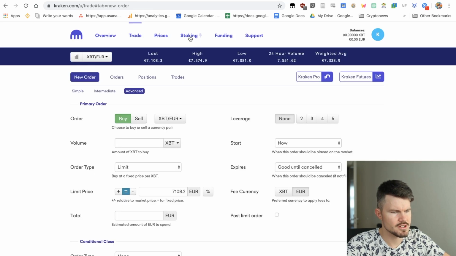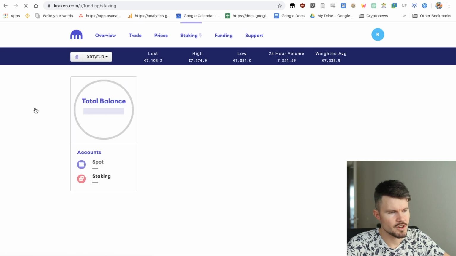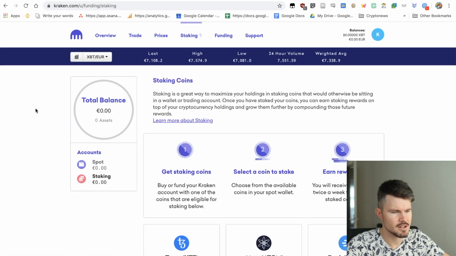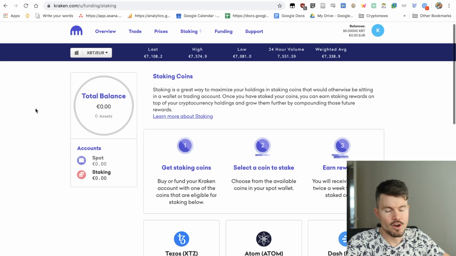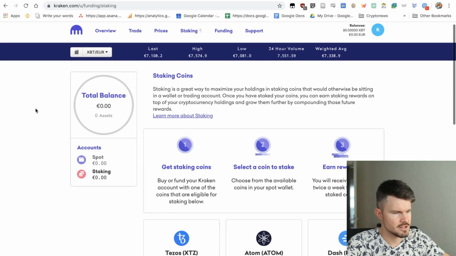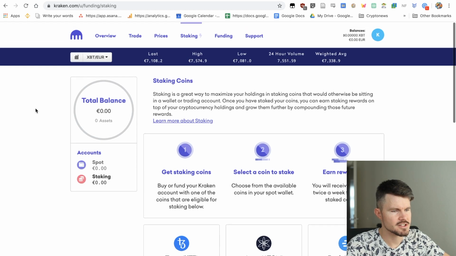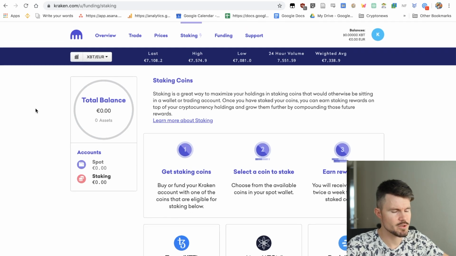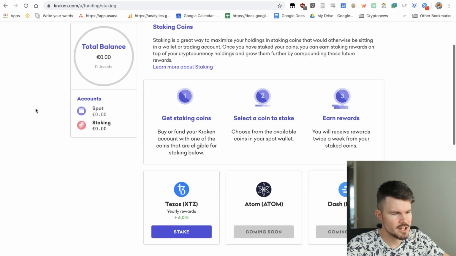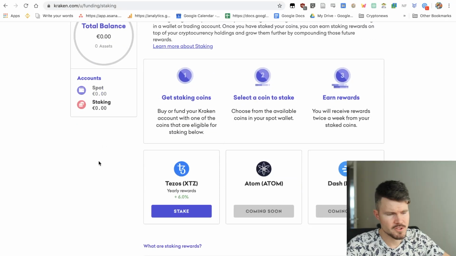You've also got the staking. So with different coins, you've got the proof of stake protocol that is in that coin, and that means when you stake that coin, you will get a certain dividend back. And some exchanges offer staking rewards, and Kraken is one of them. At the moment, the only coin that is available for staking is Tezos with a 6% annual yield. And soon there's Atom and Dash, but at the moment it's only Tezos.